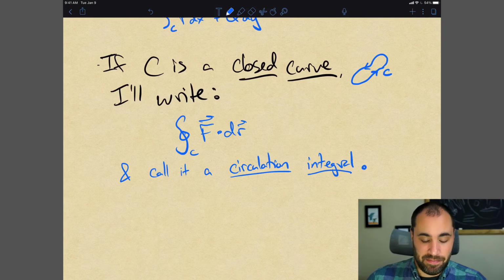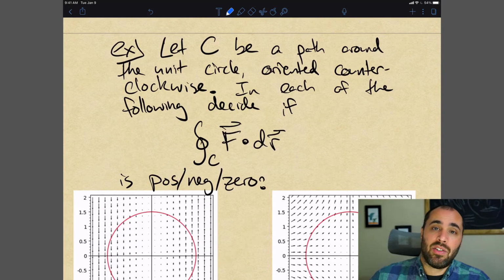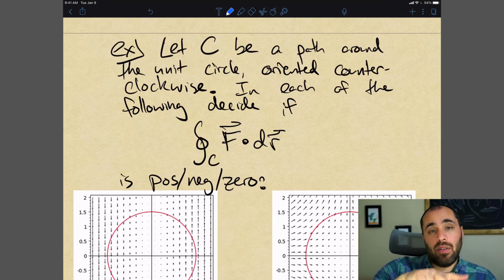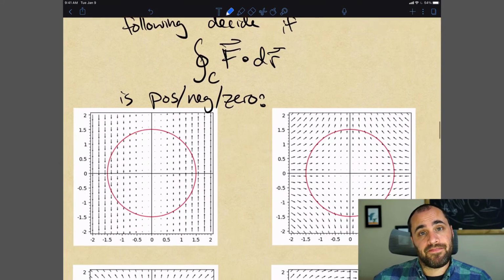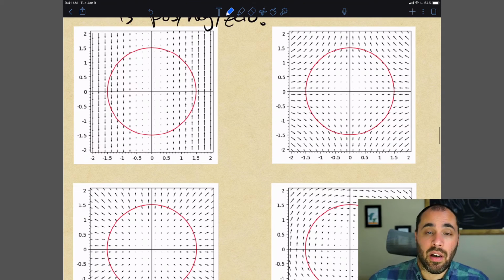Let's look at some examples. In each of these, we'll let C be a circle that's centered at the origin, and the path goes counterclockwise around it. And I want to estimate whether the circulation is positive, negative, or zero. That is, imagine that you're canoeing along this circle, going counterclockwise. I want to know, is the vector field helping you or hindering you? And sort of the net effect. So the answer might be helping at one point and hindering at another. We want to know what's the net effect.